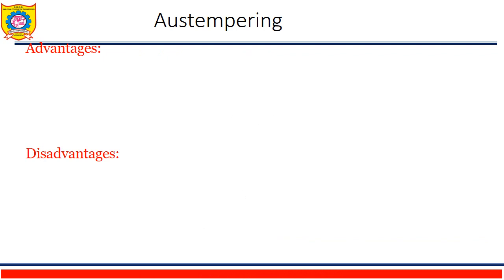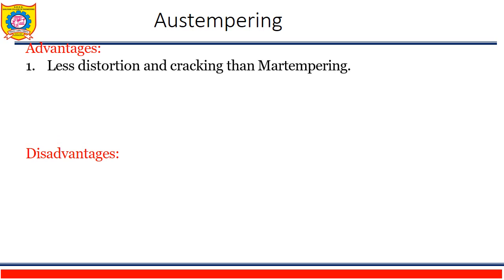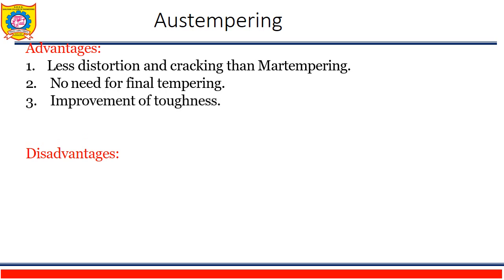Let us see what the advantages and disadvantages of austempering are. There are some advantages; let us see one by one. First advantage is less distortion and cracking than tempering. Here we are comparing it with tempering and Martempering also. No need for final tempering. So there is no need for final tempering of the steel after austempering. Improvement of toughness: the toughness of the steel gets improved after the austempering process is carried out. And improved ductility of the steels.